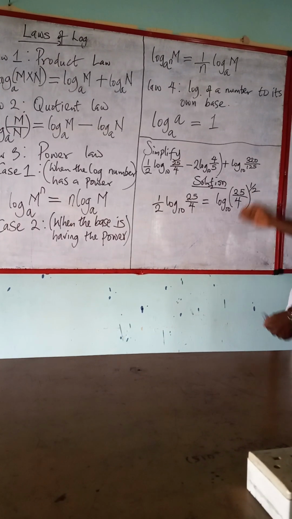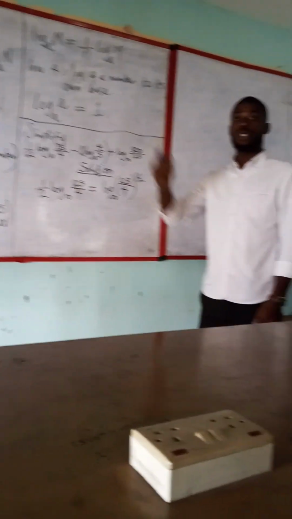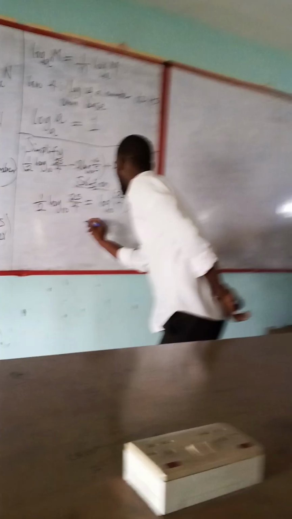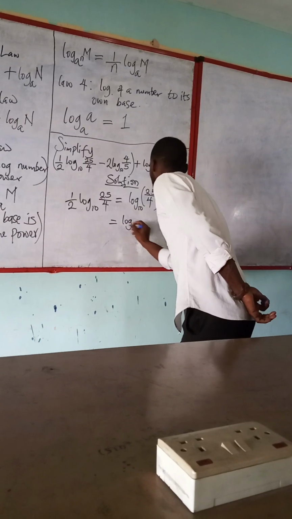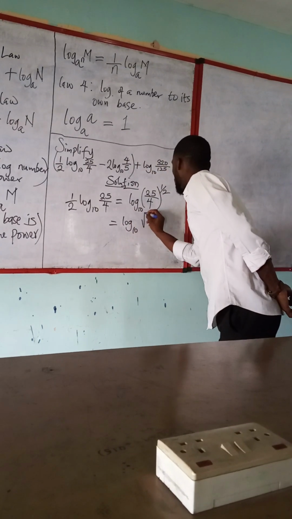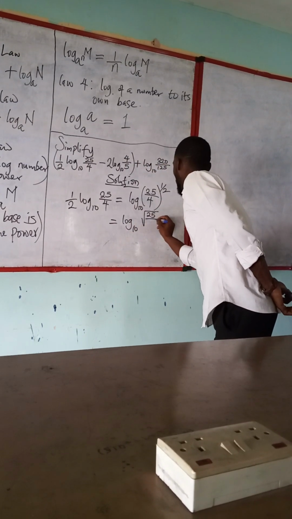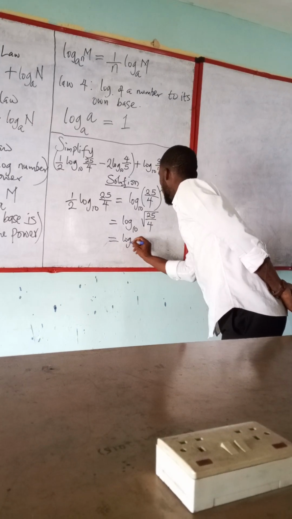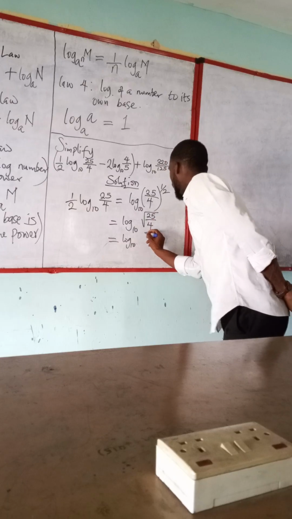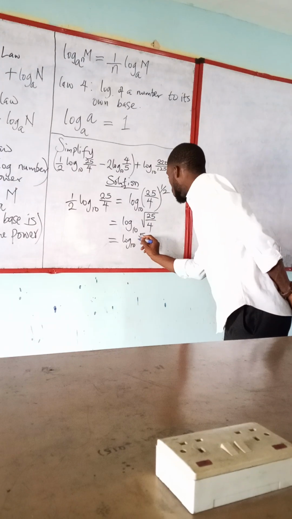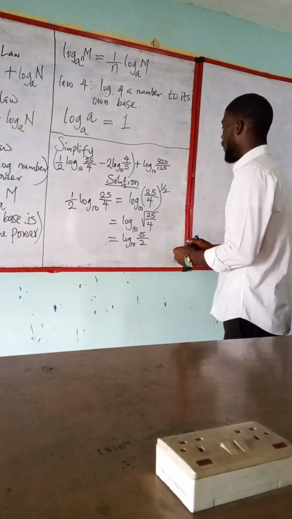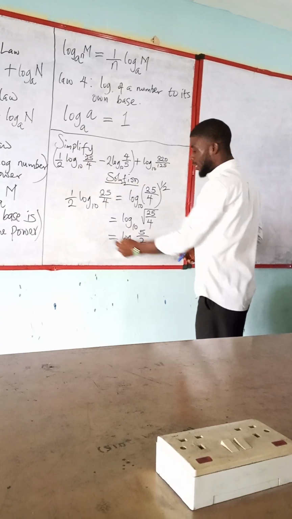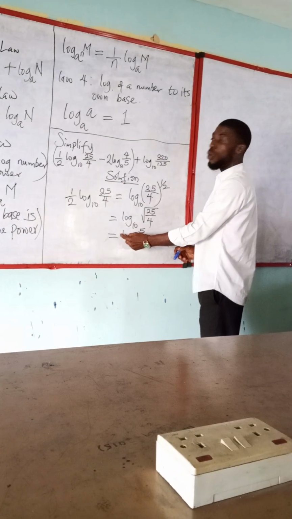We all know in mathematics that any number raised to the power of 1 over 2 simply calls for the square root of that number. So I can also write that this is the same thing as log base 10 of the square root of 25 over 4. Which is the same thing as log of the square root of 25, which will give us 5, while the square root of 4 will give us 2. Now, if you look at this, we have actually dealt with this part, and it's now having a coefficient 1.